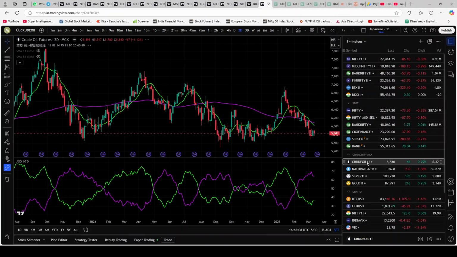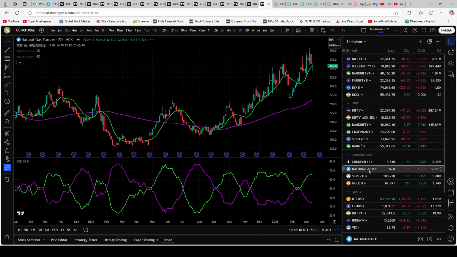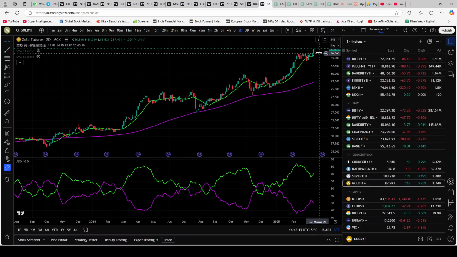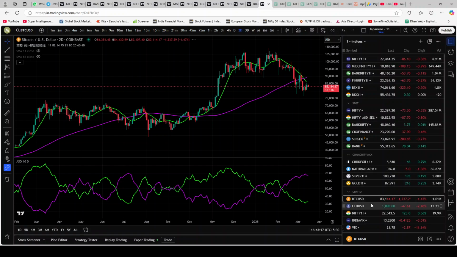This is how crude oil looks. This is how natural gas looks. This is how silver looks. And this is how gold looks. You can see this massive rally in gold happening. This is how Bitcoin looks.